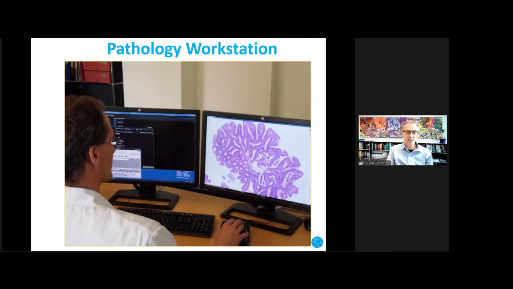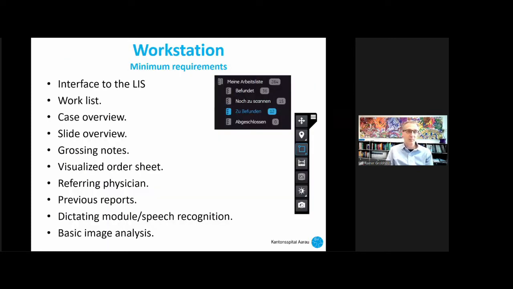So the workstation looks like this, which you're familiar with. Minimum requirements: of course, you need an interface to the LIS because you need all the patient data, a work list, a case overview and a slide overview. We also need some information about the grossing notes and the order sheet. Of course, we need to know the referring physician, because that may be important. The previous report, so what was happening with the patient, and whether there are any previous biopsies related to this topic. And of course, we don't just want to see it all. We want to make a report. So we need some kind of dictation module or speech recognition.